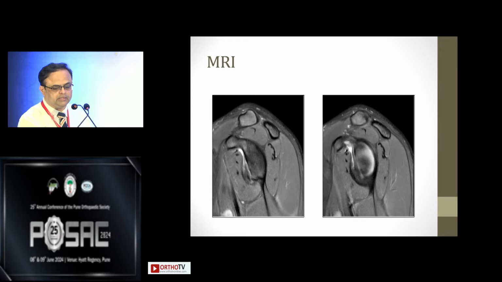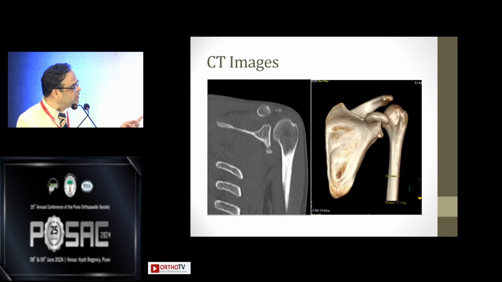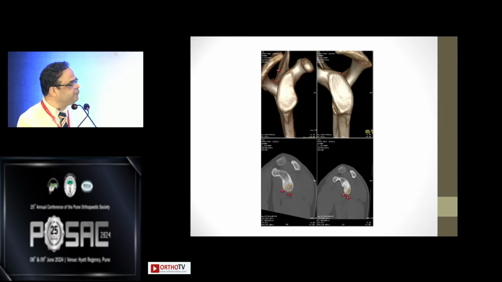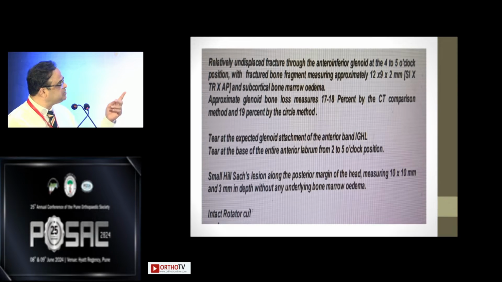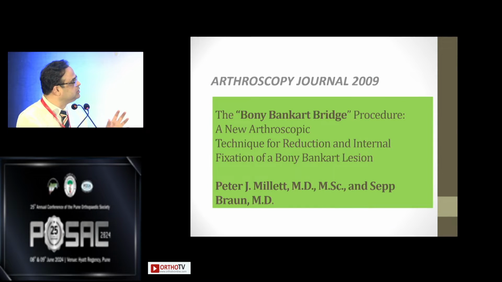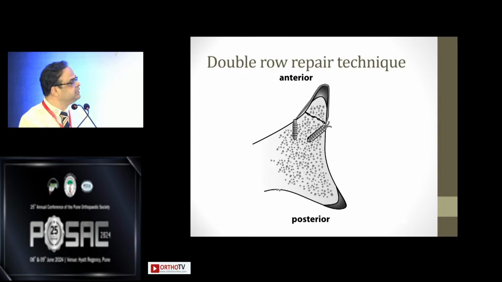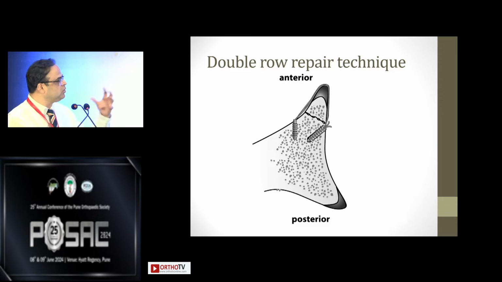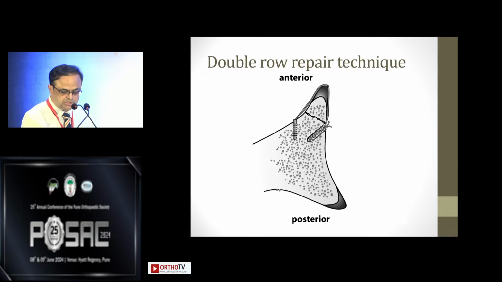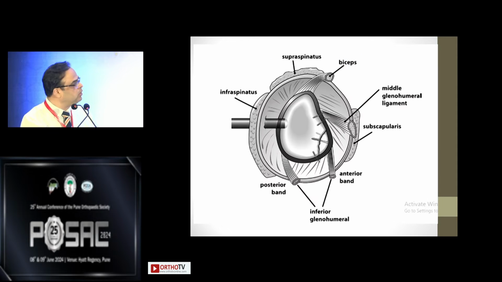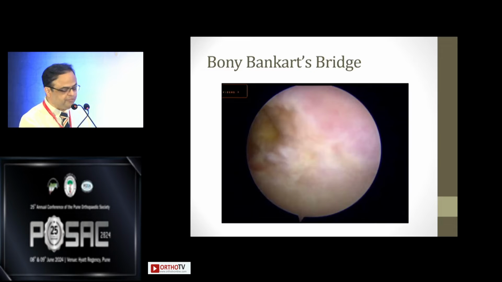So again, a patient of ours, the same patient, he has a medium kind of bony Bankard's lesion. A 20-year-old guy. So that shows 17% of bony Bankard's lesion. So this is the technique that we are going to demonstrate, the bony Bankard's bridge technique. In this, basically, we put an anchor on the anterior edge of the neck and a double row technique, and we are using knotless sutures. I'm going to demonstrate that. So we'll come to that when we come to the video.